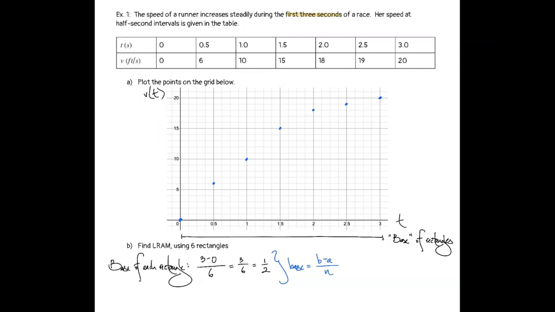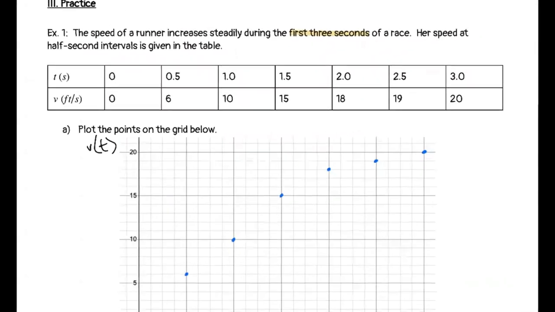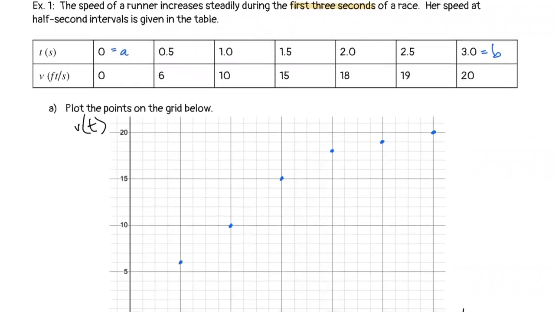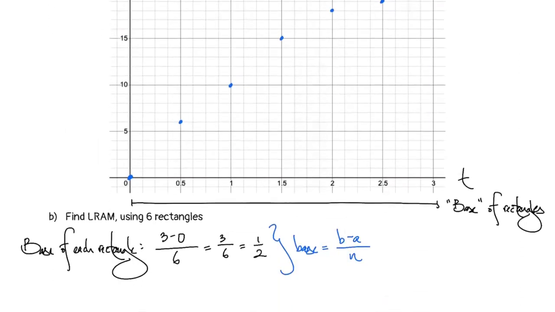Yeah, the A and B are our starting and our ending points. If we look at our table, we start at 0 seconds and we end at 3 seconds. So we might even be able to say that this is our A and this is our B. We're starting at 0, we're ending at 3. That's why we put 3 in for B, 0 in for A. And then the last number that we haven't really seen before, this little n down here, is the same as our 6. That represents how many rectangles.